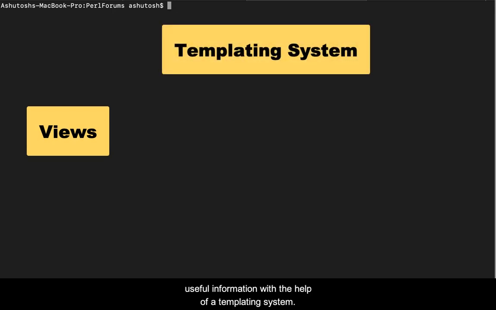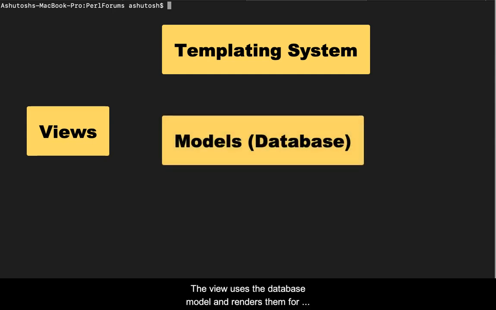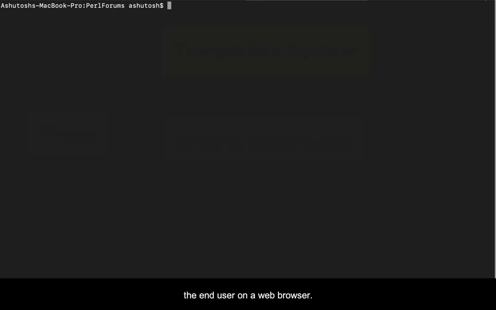The first question is, what are views and what is their significance in Catalyst? Views generate data into useful information with the help of a templating system. The view uses the database model and renders it for the end user on a web browser. As already mentioned, it requires a template system to generate HTML for the user's web browser.